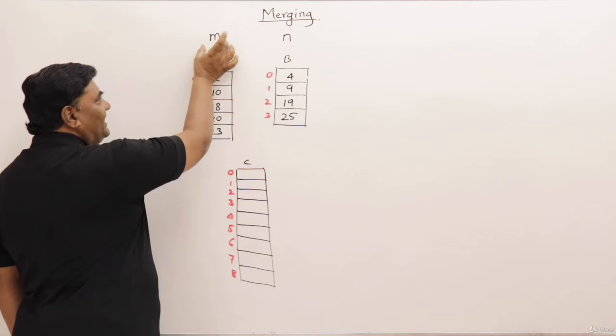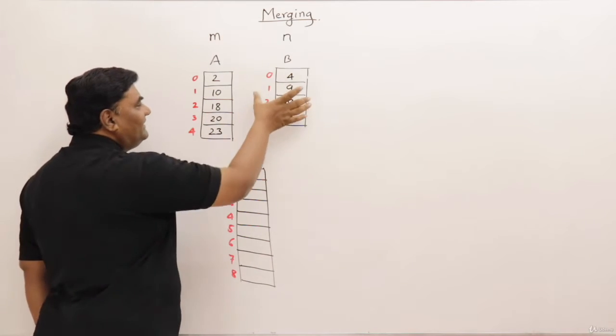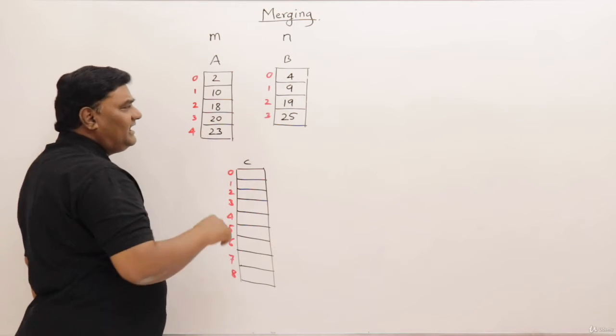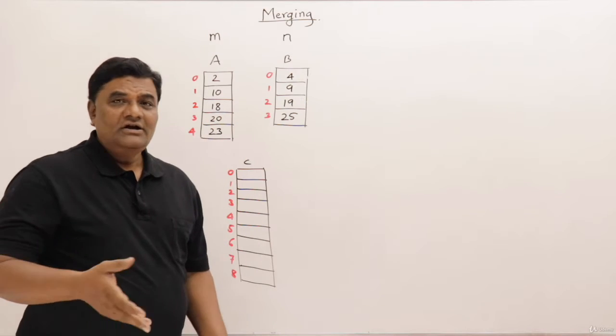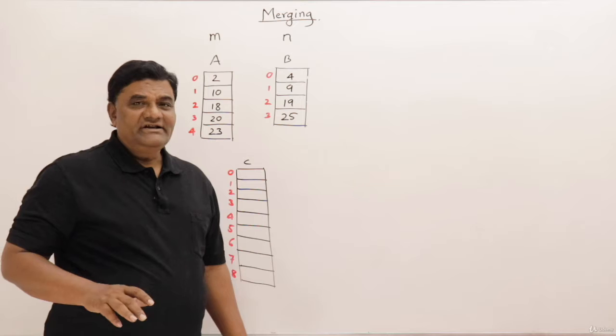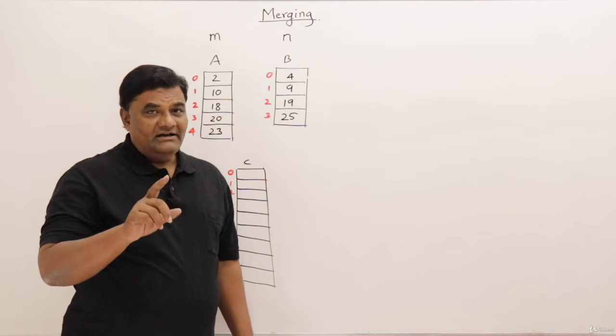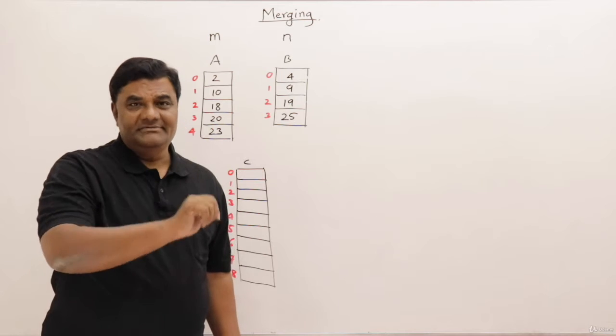Here I have suppose m elements, that are 5 elements, and here I have n elements, that are 4 elements. So these two lists may have the same number of elements also, or different number of elements also. So their sizes need not be the same, they can be different also. And in each list, minimum one element must be there.